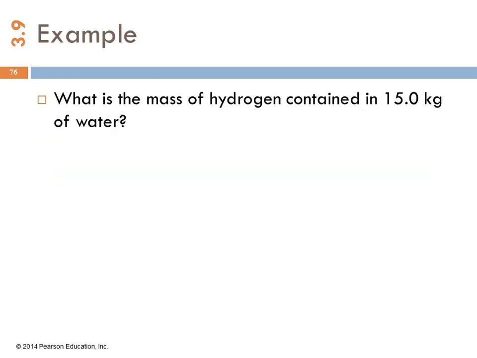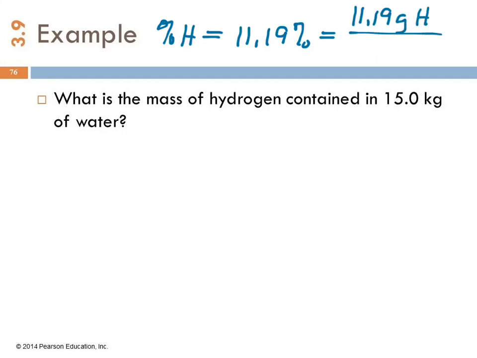Okay, so what is the mass of hydrogen contained in 15.0 kilograms of water? What did we calculate in the previous example? The percent hydrogen in water, right? Percent hydrogen was, I believe, 11.19%, right? So that is equivalent to 11.19 grams of hydrogen per 100 grams of water.